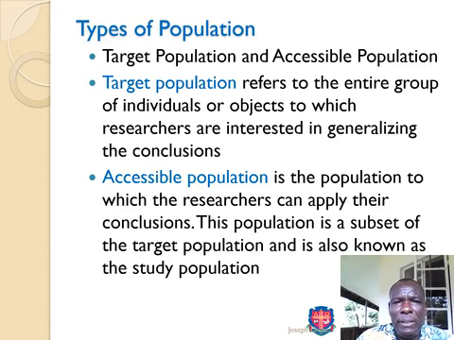Types of population. There are two major types of population: the target population and the accessible population. Target population refers to the entire group of individuals or objects to which researchers are interested in generalizing conclusions. Accessible population is the population to which the researcher can apply their conclusions. This population is a subset of the target population and is also known as the study population.